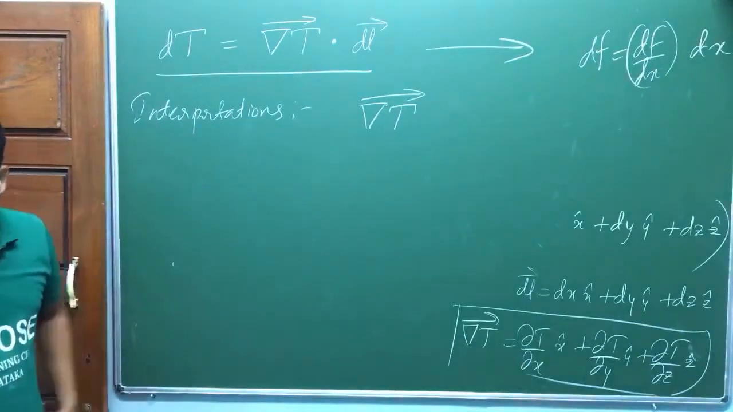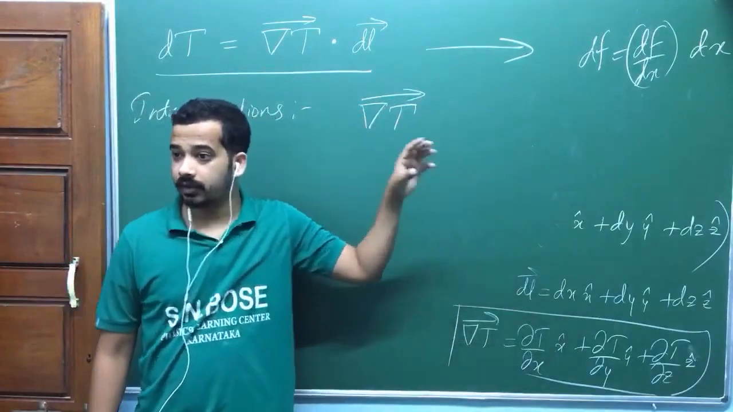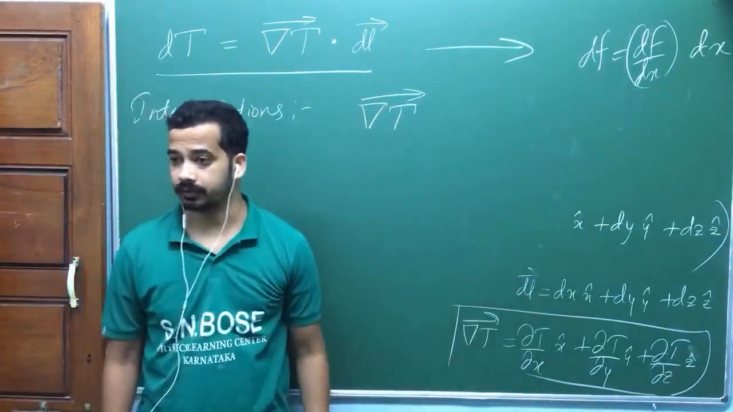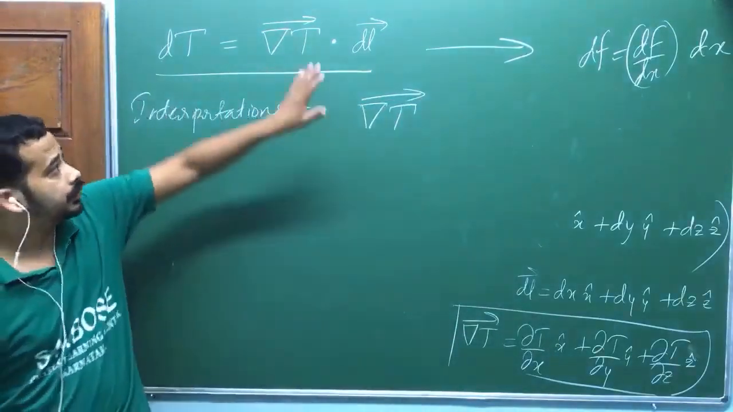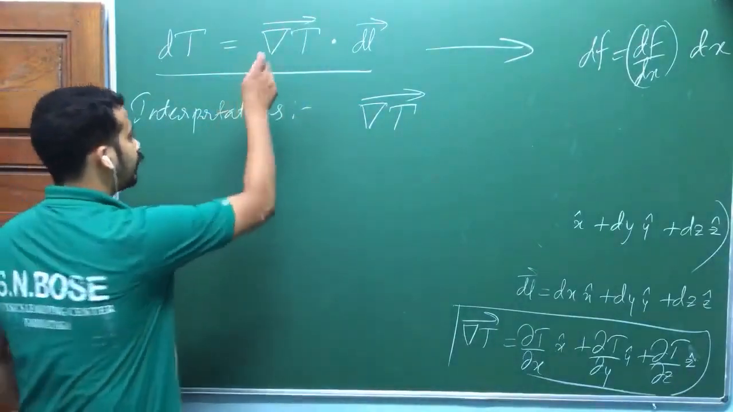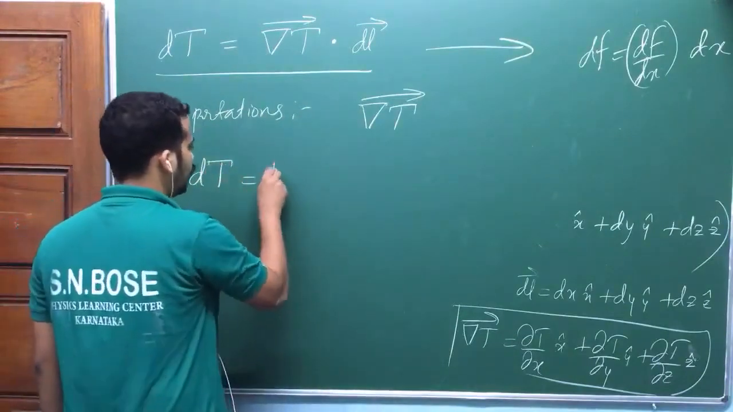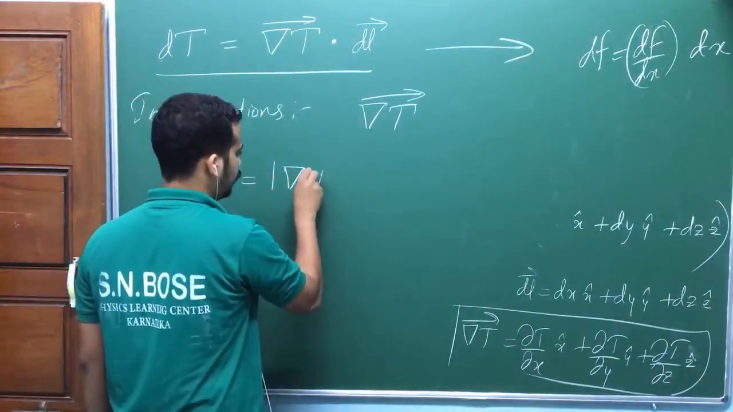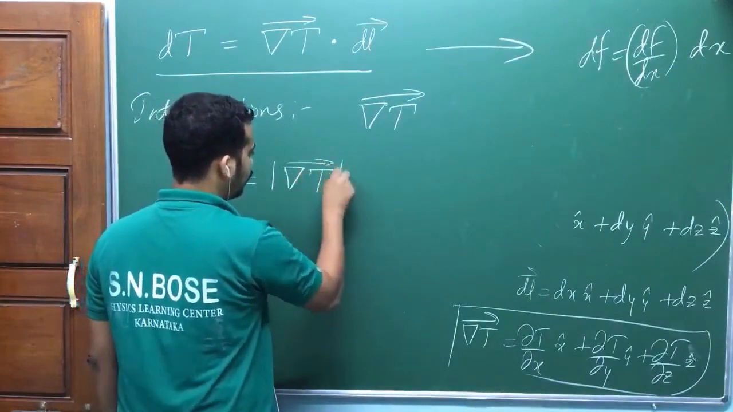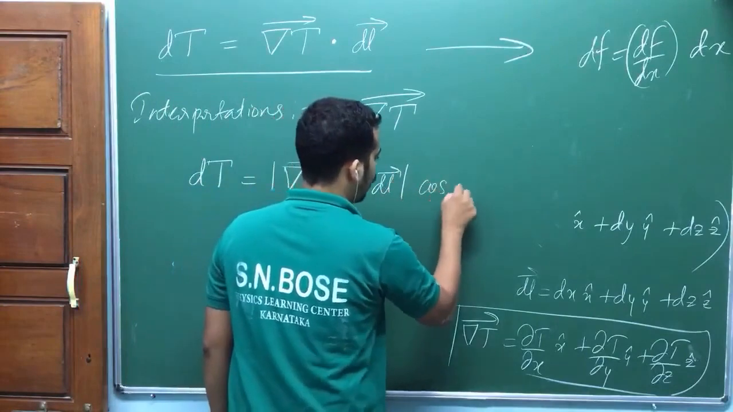Now we shall attack that like this. Again, we shall try to interpret what its direction is and what its magnitude is, again from this expression only. Now look at here. Let me rewrite this expression: dT is equal to mod of del T into mod of dl vector into cos of the angle between them.